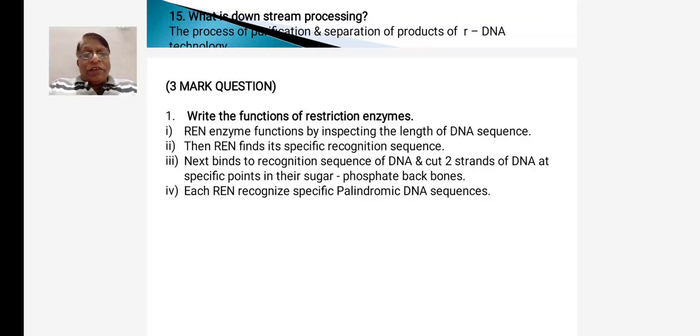Each restriction enzyme recognizes specific palindromic DNA sequences. I will give you an example.